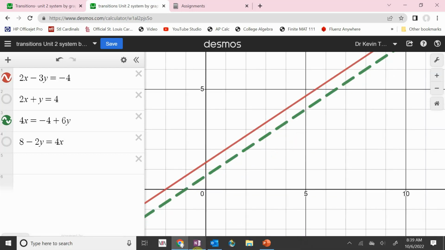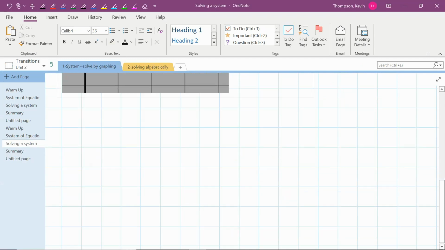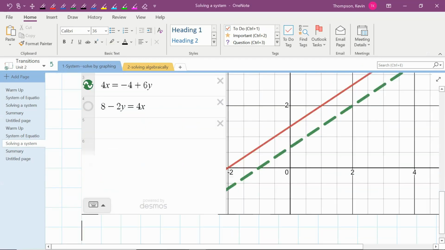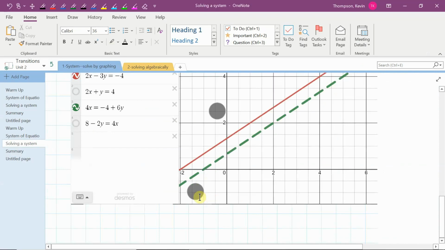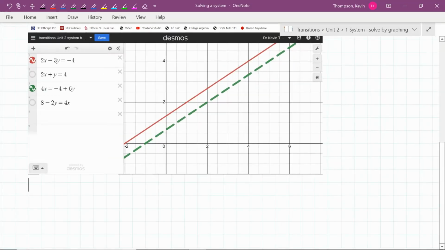So let's go back here and do just a little bit of work and try to decide for this system, is there a solution? Because obviously if they're parallel, there's no moment they cross. So I need just to look at 2x minus 3y equals negative 4, and this 4x equals minus 4 plus 6y.